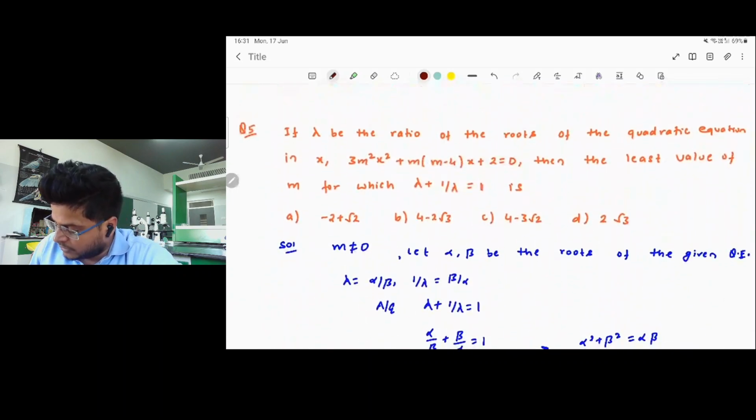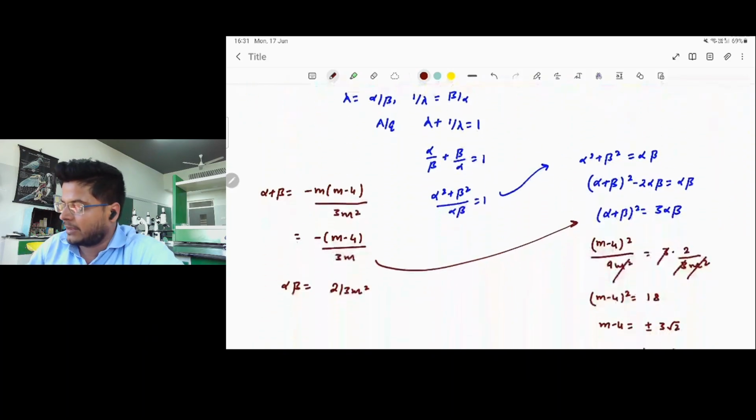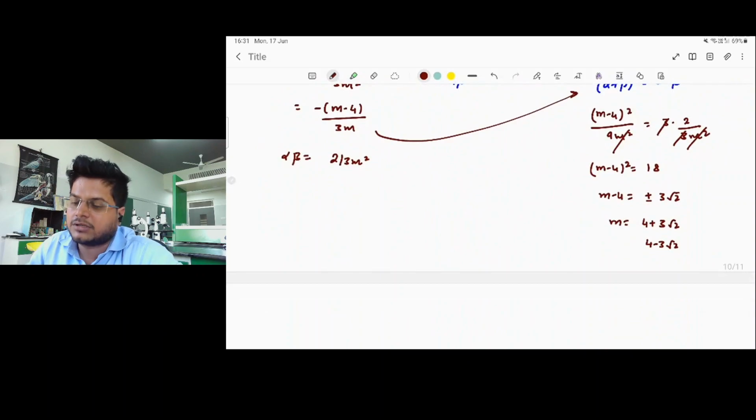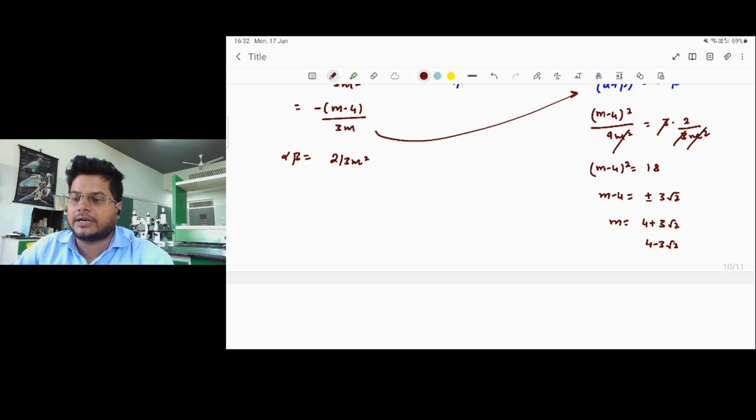So they are asking, what is the least value? And here only one option is there, so you don't have any confusion. You can directly mark 4 minus 3 root 2. I mean, what point I wanted to make here is that they are asking the least value for which this equation holds true, which is lambda plus 1 by lambda equals 1. So the m value is going to be 4 minus 3 root 2, and we can neglect the other value, right? So I hope you are comfortable with this. So let us see some more couple of questions.